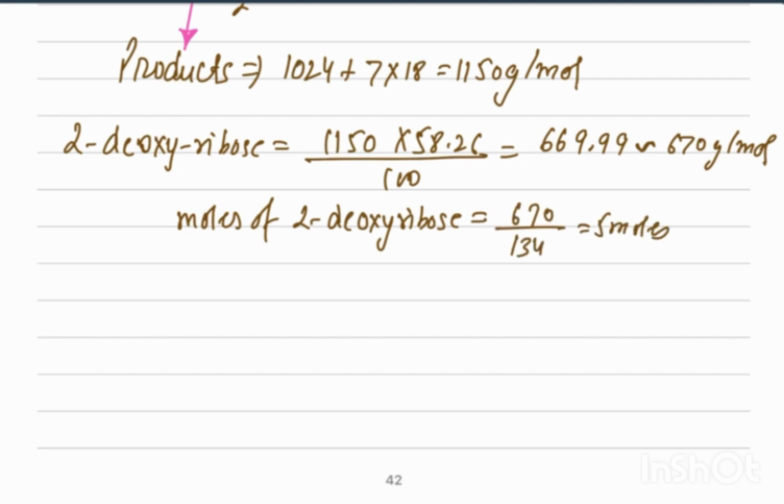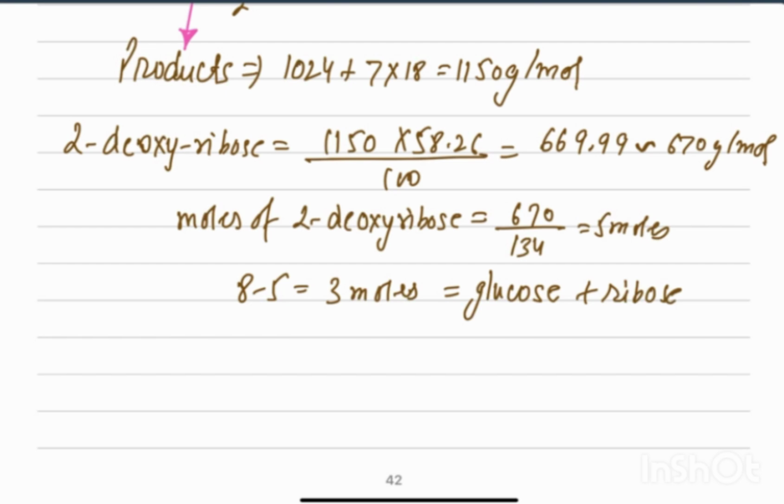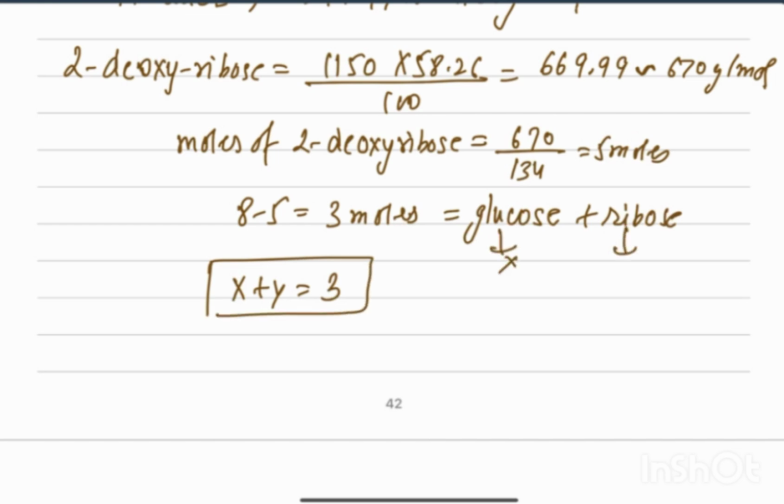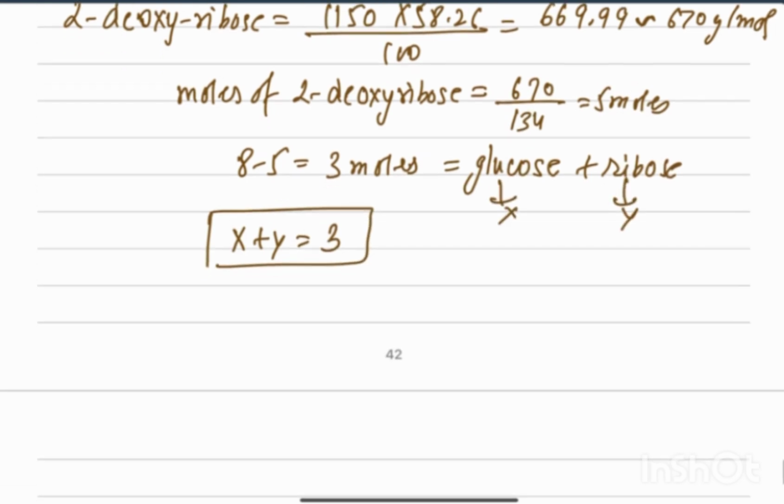And if it is 5 moles, then 8 minus 5, where 8 is the total moles, so 3 moles will be the sum of glucose and ribose. Glucose and ribose collectively are 3 moles. Now we know x plus y is equal to 3. X is the number of moles of glucose and y is the number of moles of ribose.